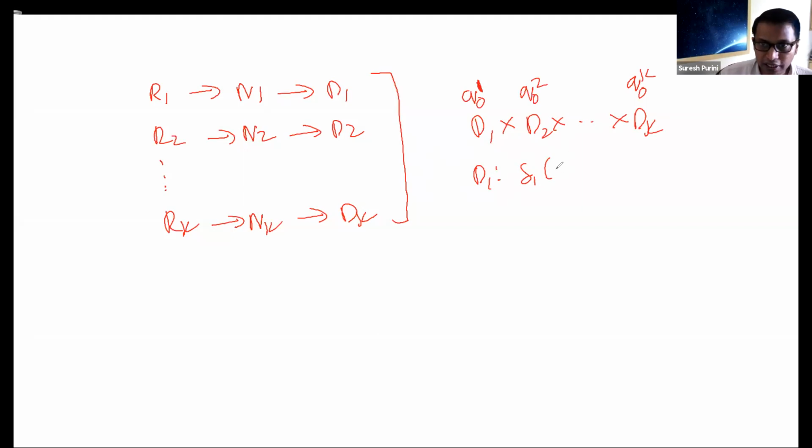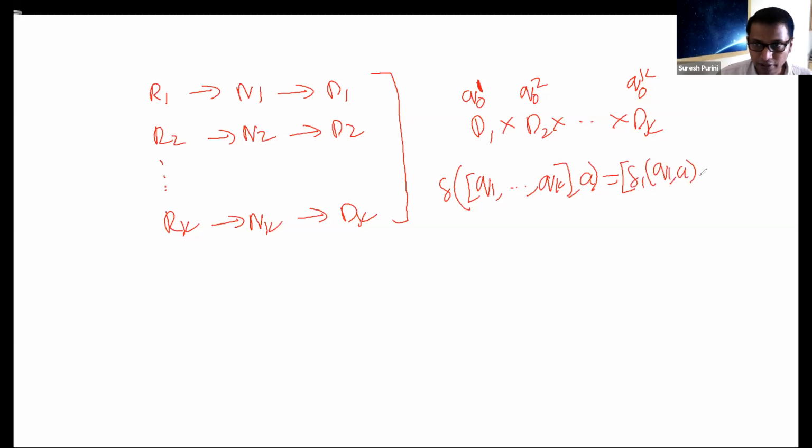Let me directly define the transition function. Delta of the product state (Q1, ..., QK), comma A, is equal to delta 1 of Q1, comma A, and so on up to delta K of QK, comma A. So this is how the state transition function in the product DFA is defined.